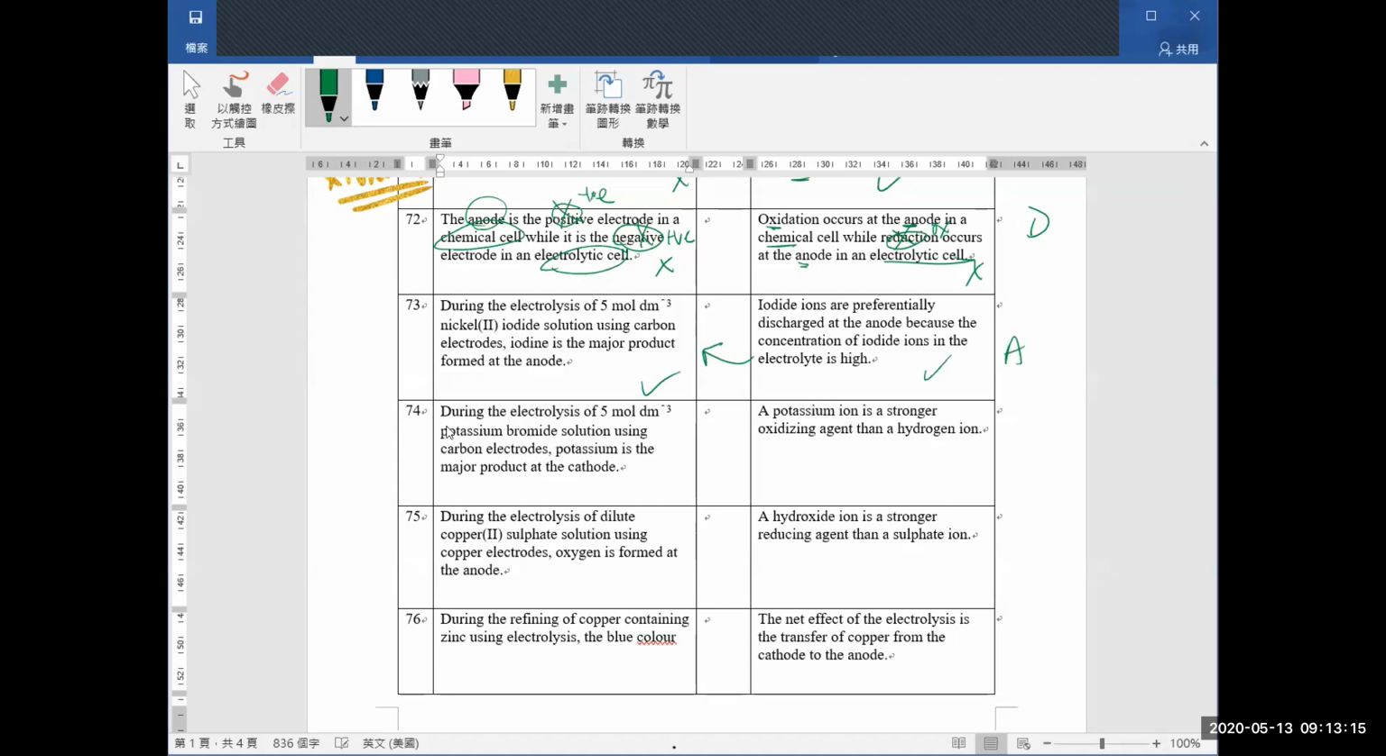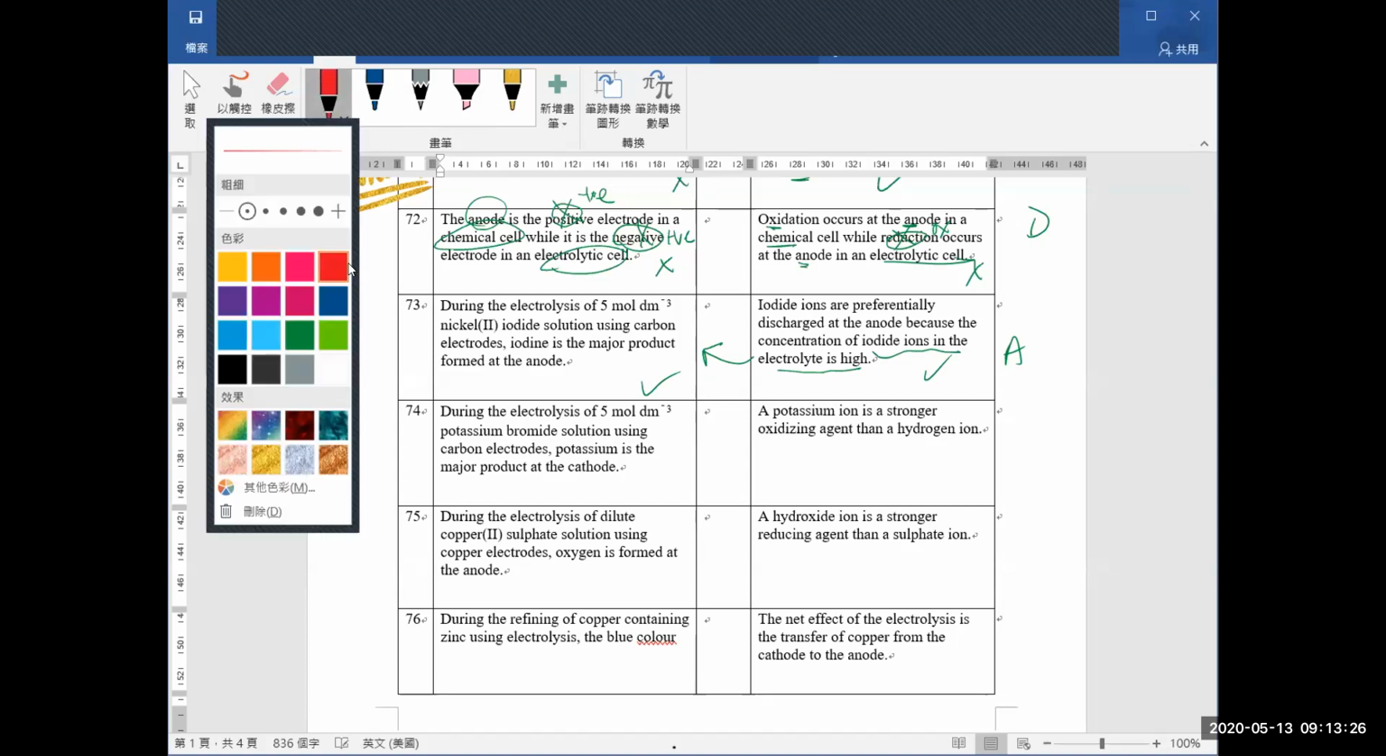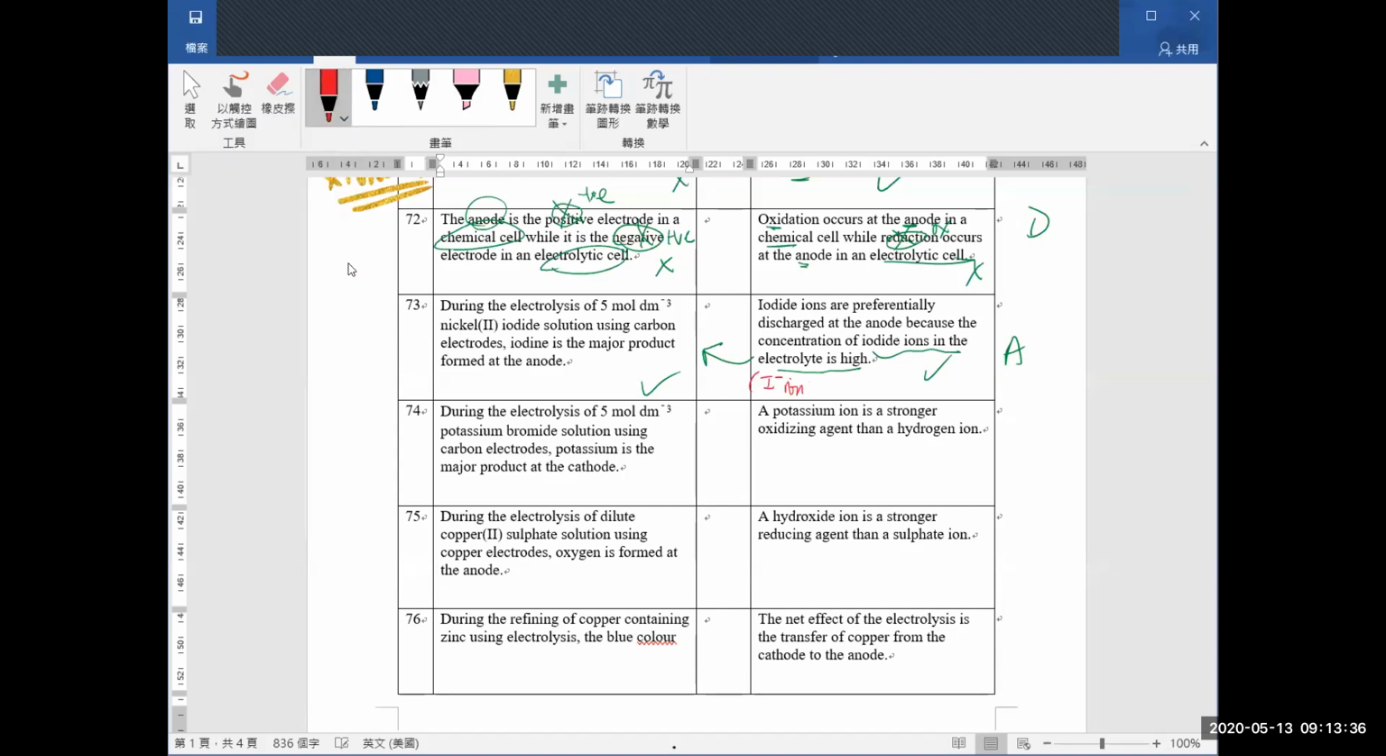But for the long questions, the sentence for this part needs a slight modification. What is the saying in long questions? Just remember, describe it as: iodide ions are much more concentrated than hydroxide ions. So you see, you use the words much more to make a difference. Now, please remember that. 74.